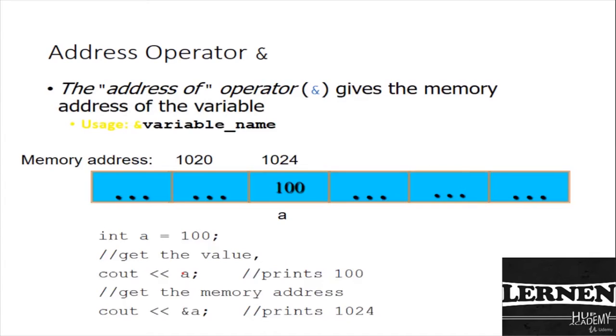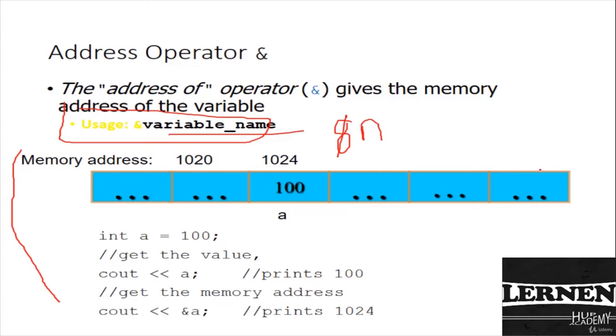So how do we address a pointer? Addressing a pointer uses the ampersand operator, which gives the memory address of the variable. To write this, simply use the ampersand and the variable name, like ampersand n. So you simply write this with your variable name to address the pointer.